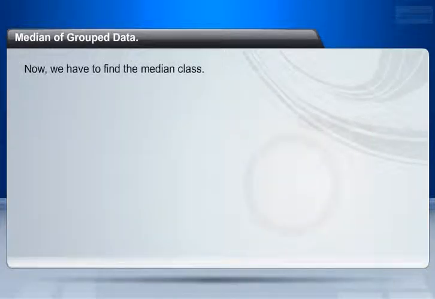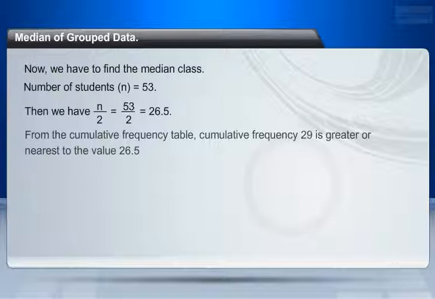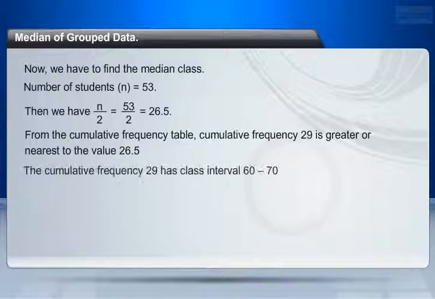Now, we have to find the median class. As the number of students, n, equals 53, we have n by 2 equals 53 by 2 equals 26.5. From the cumulative frequency table, cumulative frequency 29 is greater than, or nearest to, the value 26.5. The cumulative frequency 29 has class interval 60 to 70. Therefore, the median class equals 60 to 70.